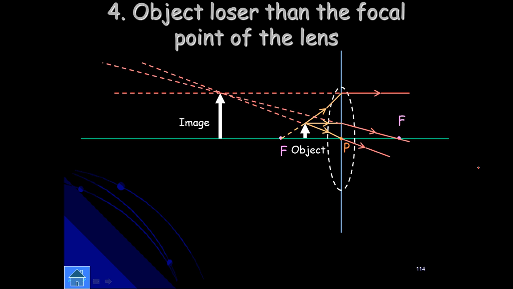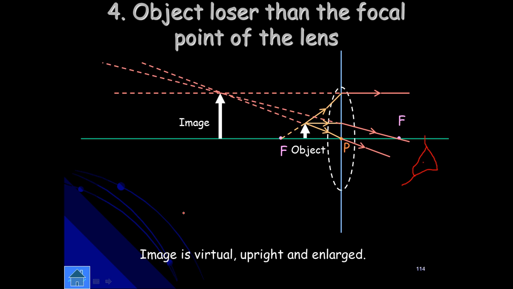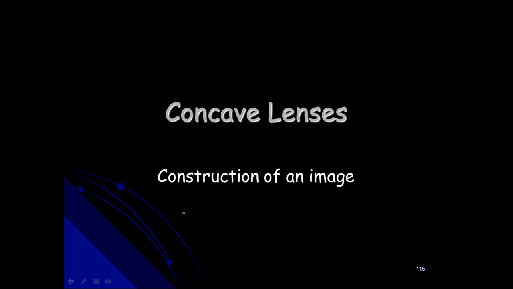So if we had an eye that was in this area here, the eye would follow those lines back and they would see an image that was bigger than the object, but it was happening behind the lens. So we say that this image is virtual because it's upright and it's enlarged. It has a positive magnification. So when we look at concave lenses, we'll look at that in the next video.